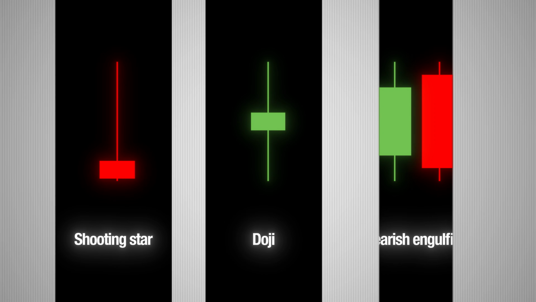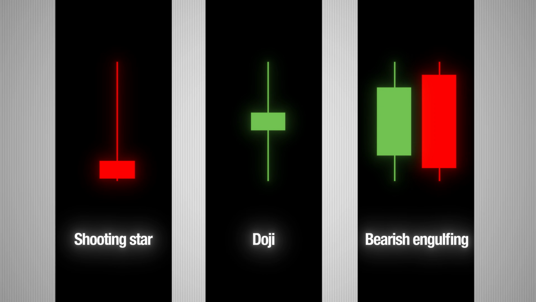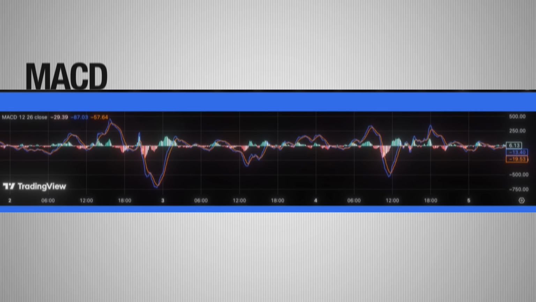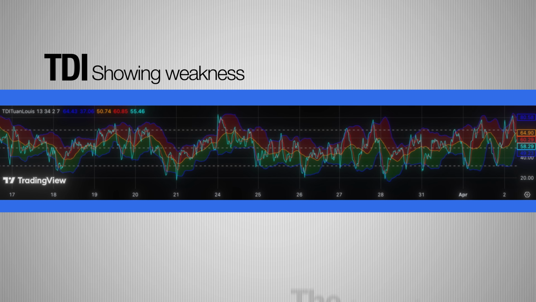The reversal candlestick patterns I showed earlier, a shooting star, a doji, or a bearish engulfing candle at the top of an uptrend, that's your first warning sign. If price is pushing higher, but the RSI or MACD or TDI is showing weakness, the trend is fake. Get out. Counter trend trading is harder than trend trading because timing is everything.